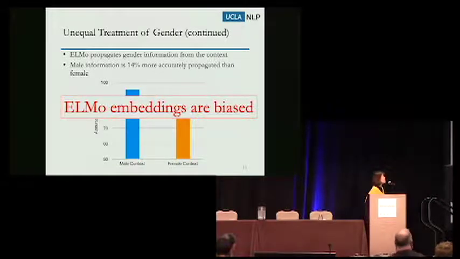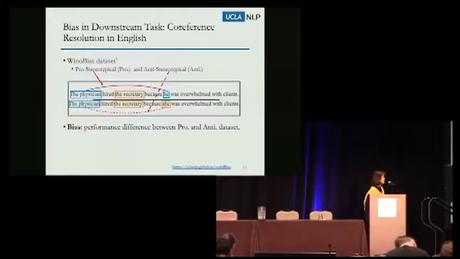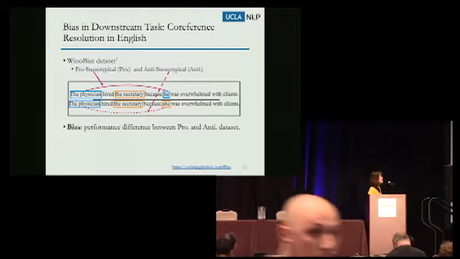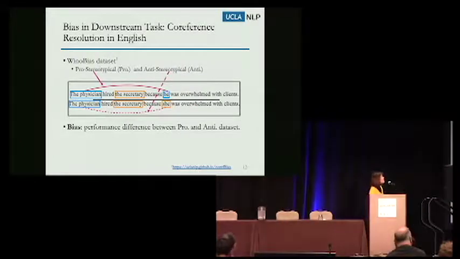Next, we want to see if such bias will influence the downstream task. So again, we will use coreference resolution in English as one example. To analyze the bias in coref, we will make use of the WinoBias dataset we built last year. The dataset contains two subsets. One is called the pro-stereotypical dataset, and one is called the anti-stereotypical dataset.